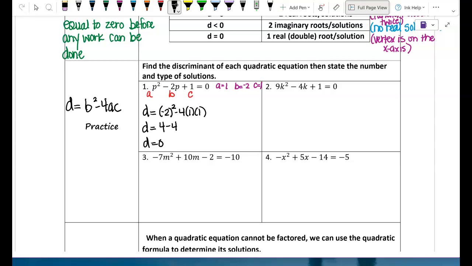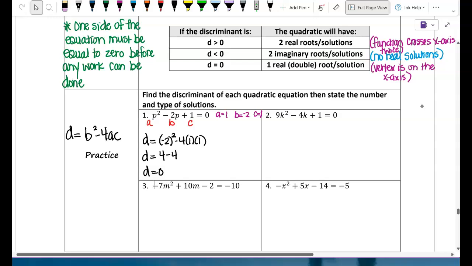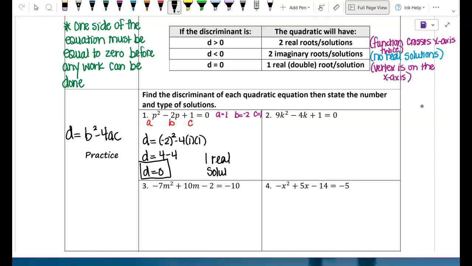D equals 0. So by my chart, if my discriminant equals 0, how many solutions and what type of solution do I have? I have D equals 0, so I have one real solution. And again, what this is telling me is my vertex is on the x-axis when I get D equals 0.